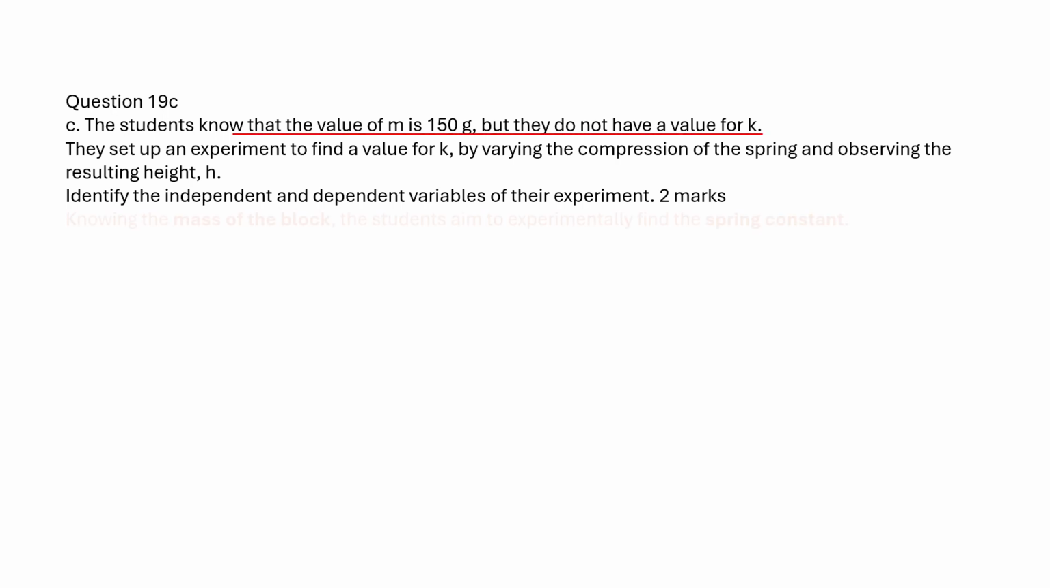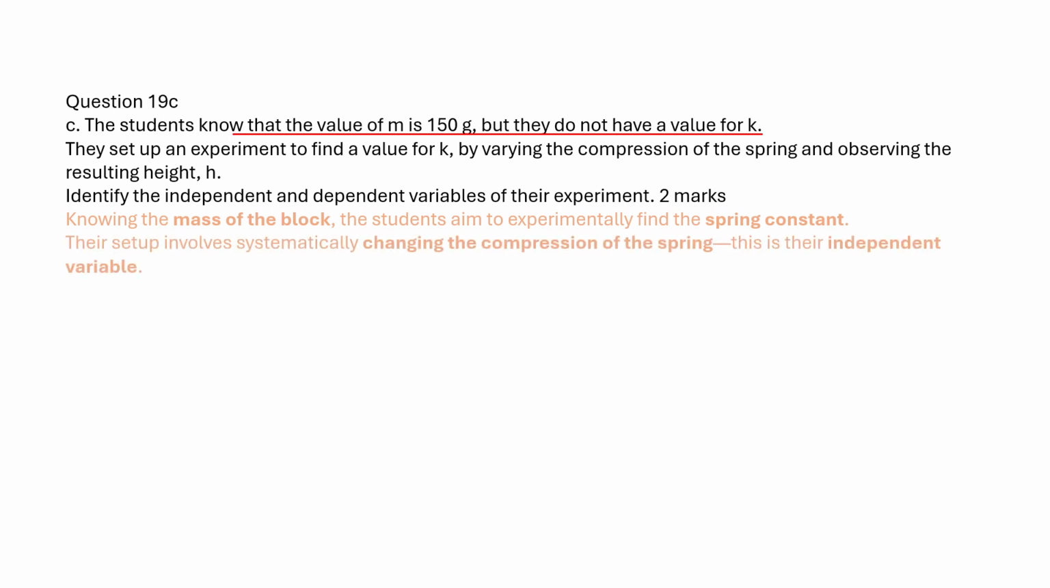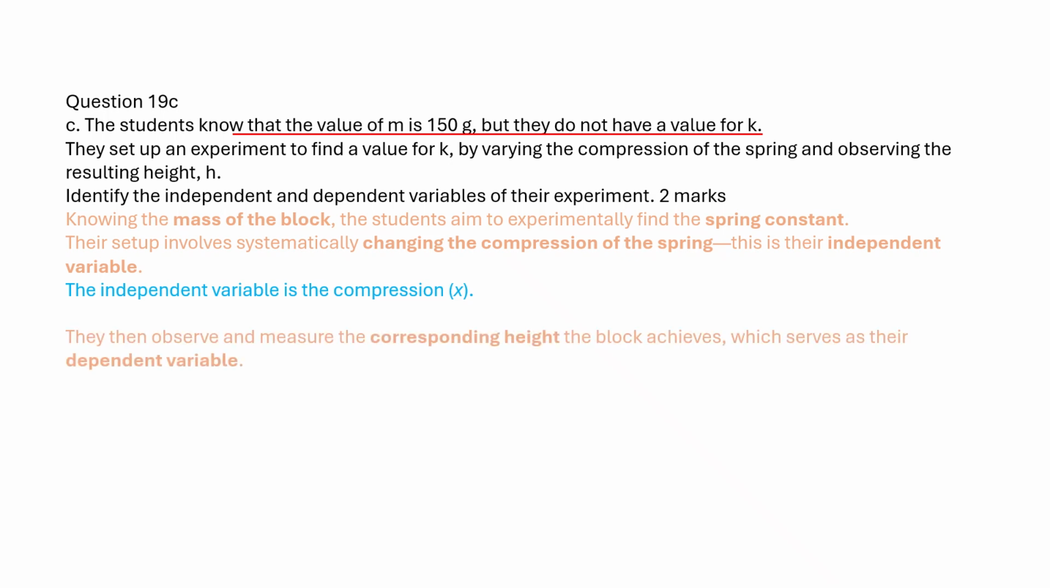Knowing the mass of the block, the students aim to experimentally find the spring constant. Their setup involves systematically changing the compression of the spring. This is their independent variable. They then observe and measure the corresponding height the block achieves, which serves as their dependent variable.